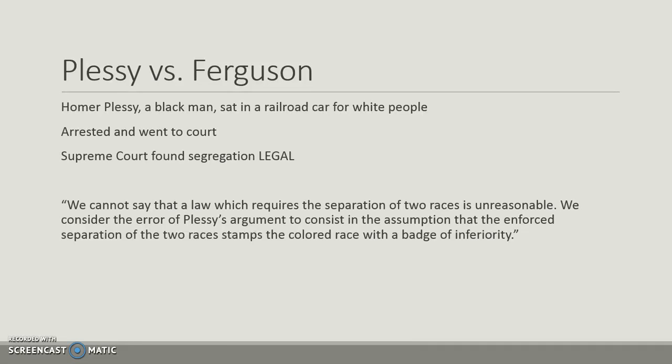One case that is famous that ends up making segregation legal is this case, Plessy versus Ferguson. A lot of people challenged the Jim Crow laws in the South, especially to see if the court was actually going to say, yes, you could have separate facilities. One of these cases was Homer Plessy, a black man who could pass as a white man, went and sat in Louisiana on a railway car for white people. He gets arrested and he goes to court.